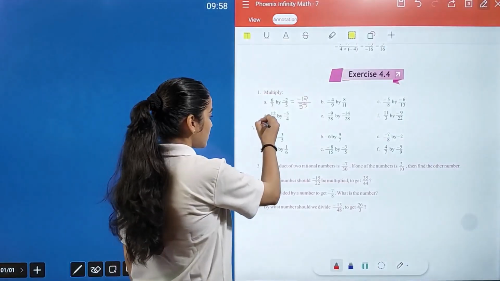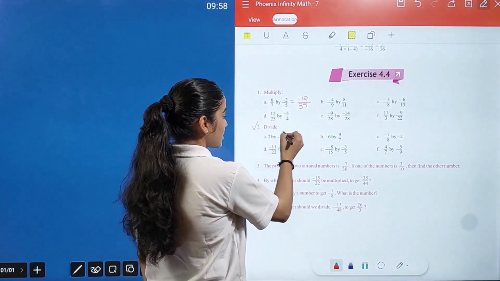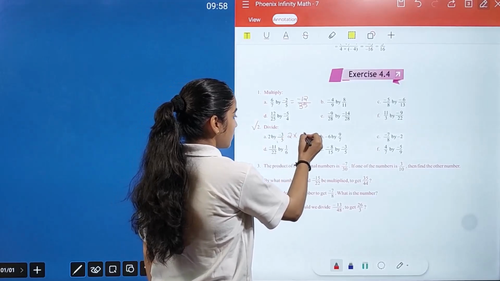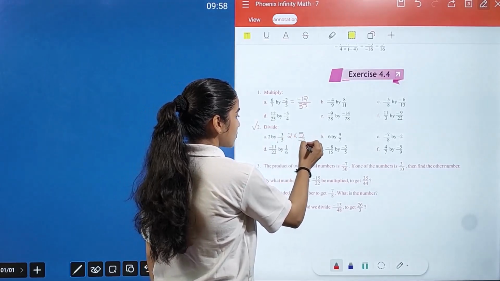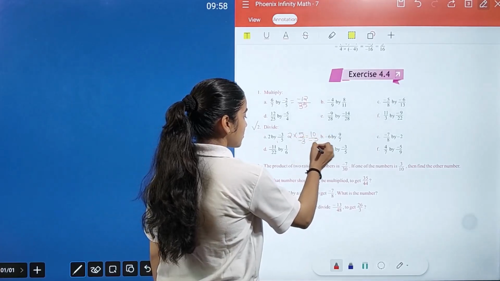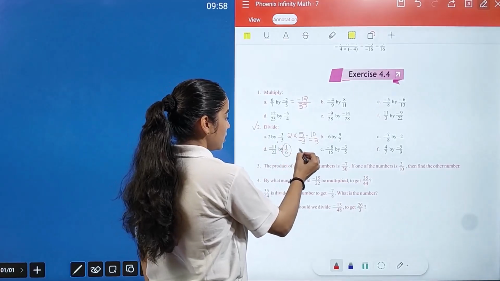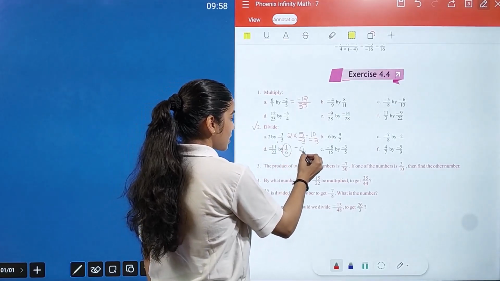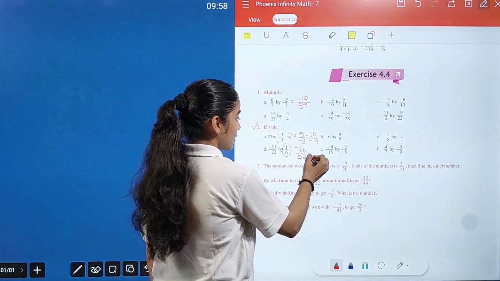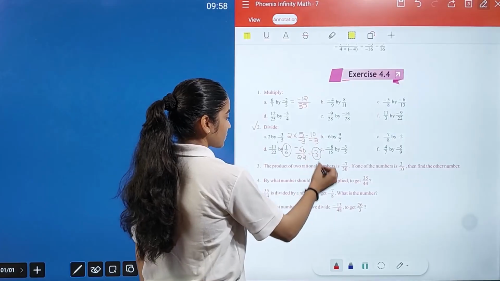Now we have question number 2 where we have to divide. So 2 multiplied by the reciprocal of minus 3 by 5, which is 5 by minus 3. So 2 fives are 10 upon minus 3. Here the reciprocal of 1 by 6 is 6 only. So minus 66 upon 22, and further if we convert it, 3 is your answer, minus 3.